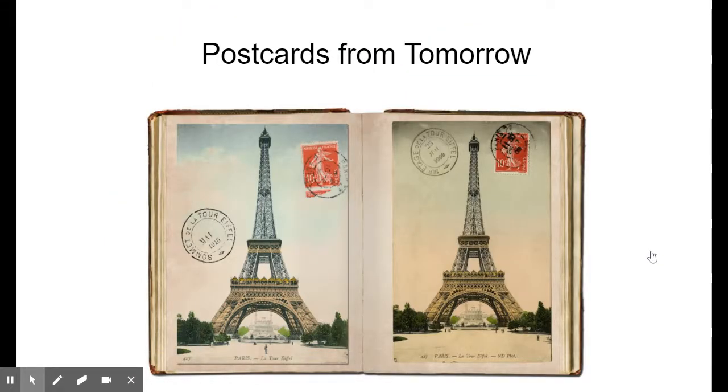So the first is postcards for tomorrow, and postcards have a long and illustrious history of being a piece of visual culture that we receive from places where we are not present. They communicate something to us from a faraway place. They capture for us an understanding of a world that we can't quite see, and usually are in some ways a placeholder for some other faraway reality.